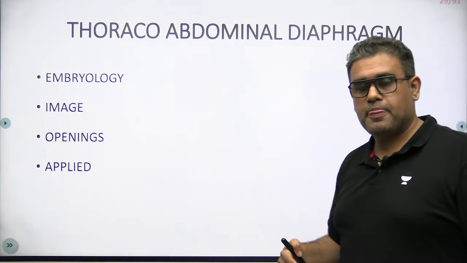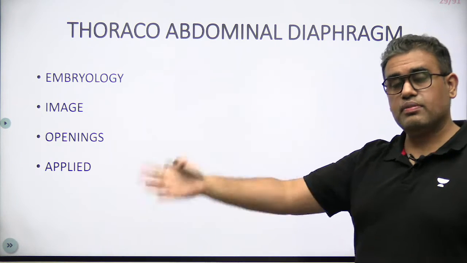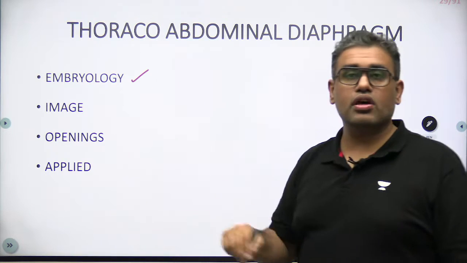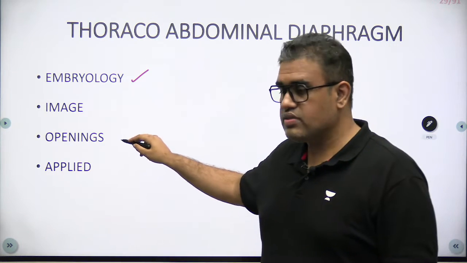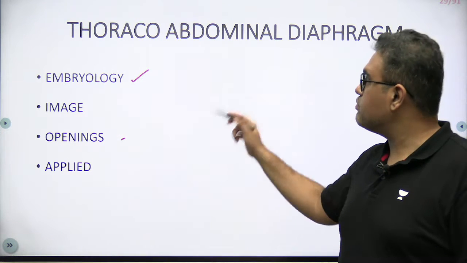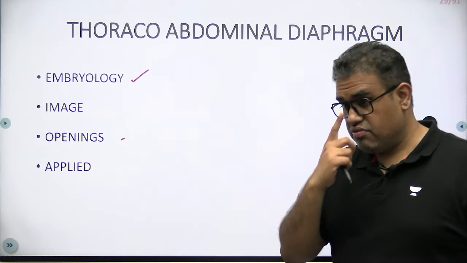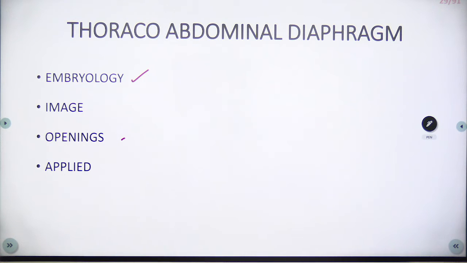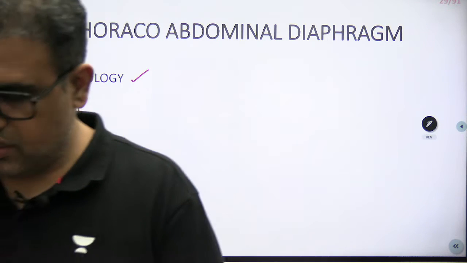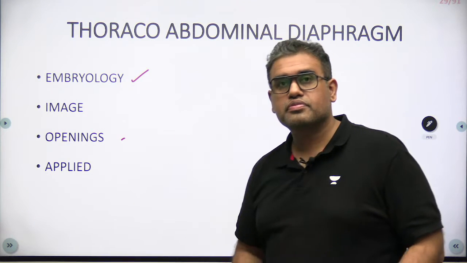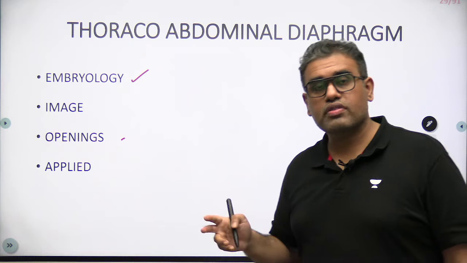Then the diaphragm, between the thorax and the abdomen, that bigger diaphragm. Major openings, and right from the embryology also, there are 4 parts in embryology. Major and minor openings, both of them, as well as the applied part of the diaphragm is important. Diaphragm is functionally very important. The whole respiration is based on this only, right? So diaphragm function is also very important, right? Major, minor openings, all of them.